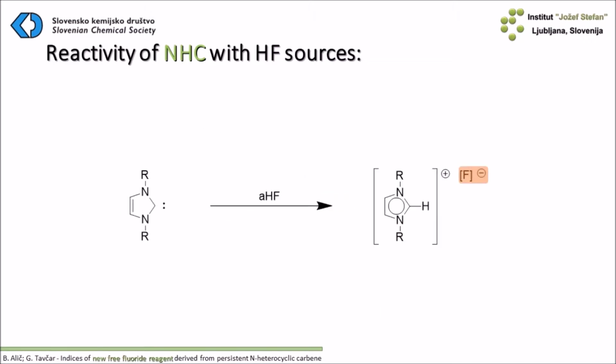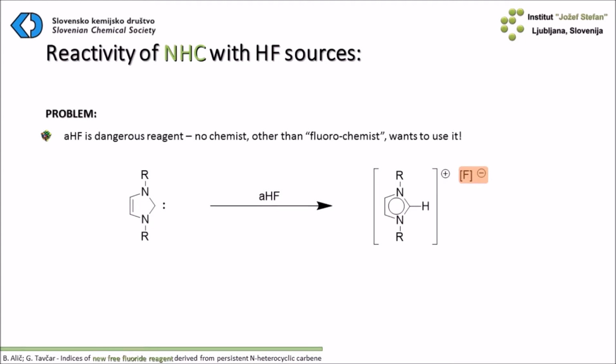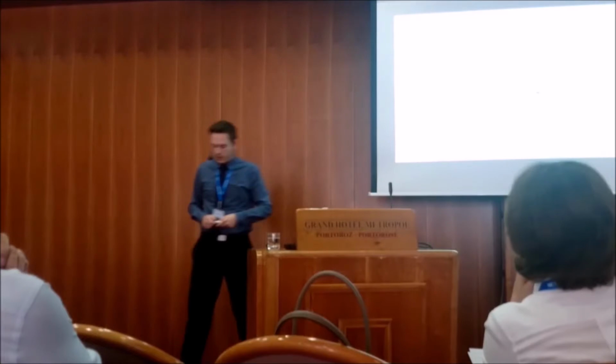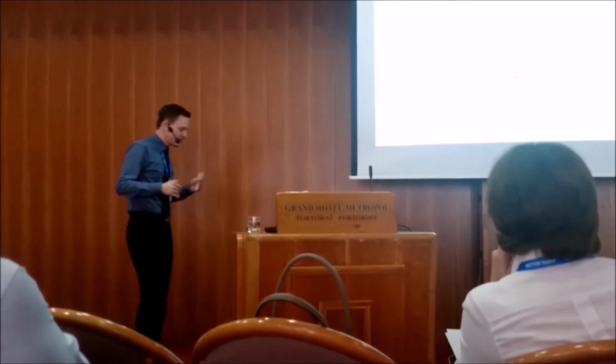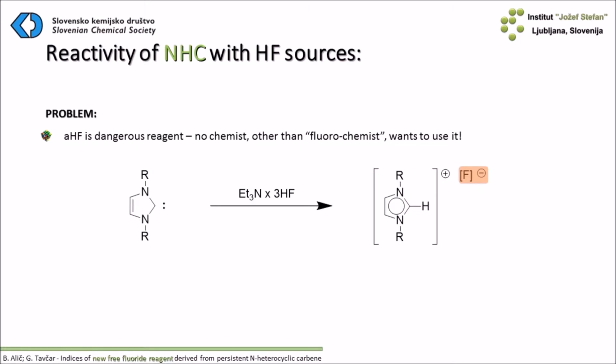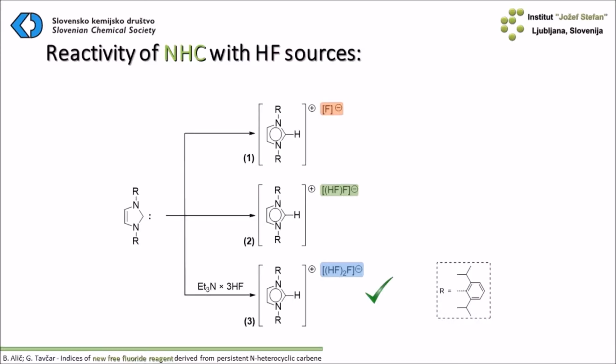And here we encountered another problem, and that is that aHF is a nasty reagent and nobody wants to use it. So I was trying to find an alternative, a better reagent. And when I was doing the research, I stumbled upon triethylamine trihydrogen fluoride complex. Now, this one has potential. I mean, you can't go and try to do the reaction in glassware with anhydrous HF. You can prepare a standard solution out of it, and the handling is easier. And again, I did the reaction with a surplus, and I got the same result, which was awesome.